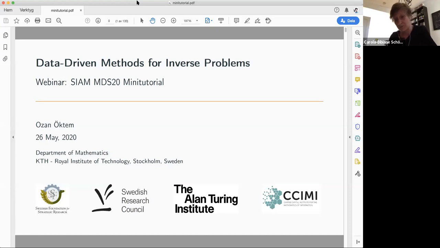And so building on this, Ozan will give a talk today, giving an overview of data-driven methods for inverse problems. In particular, I believe focusing on the Bayesian interpretation of using deep neural networks to solve inverse problems.